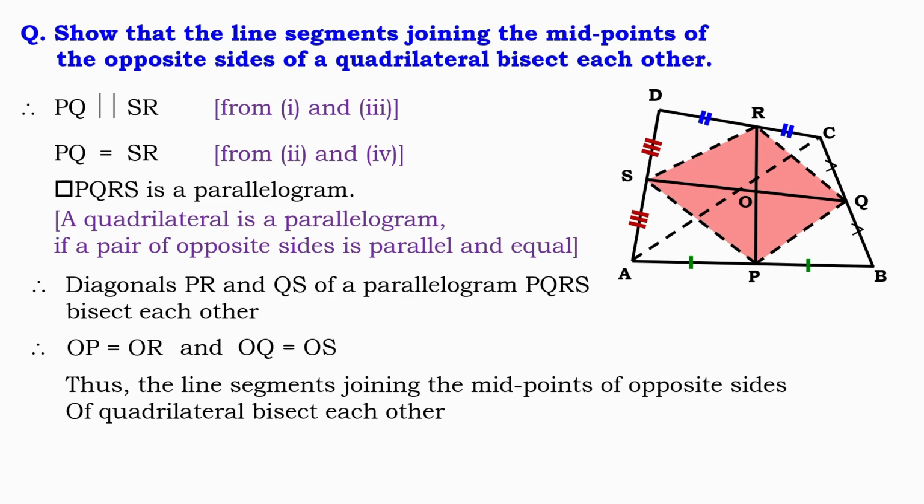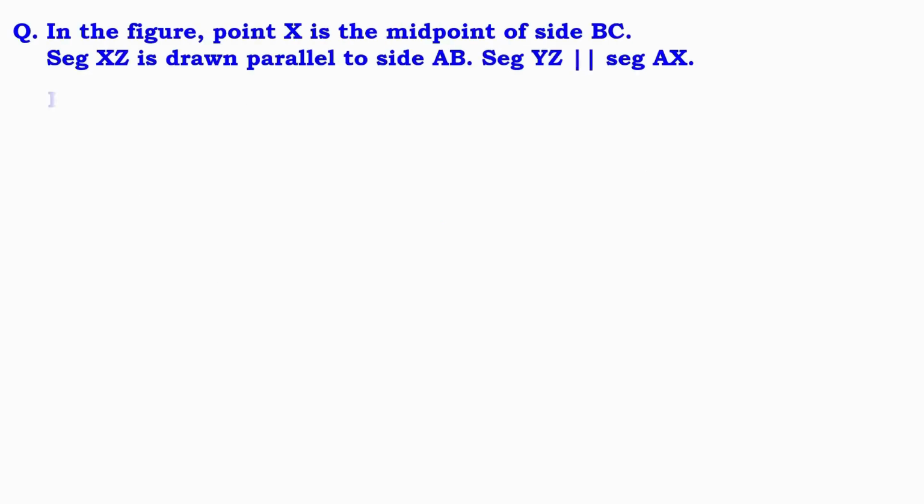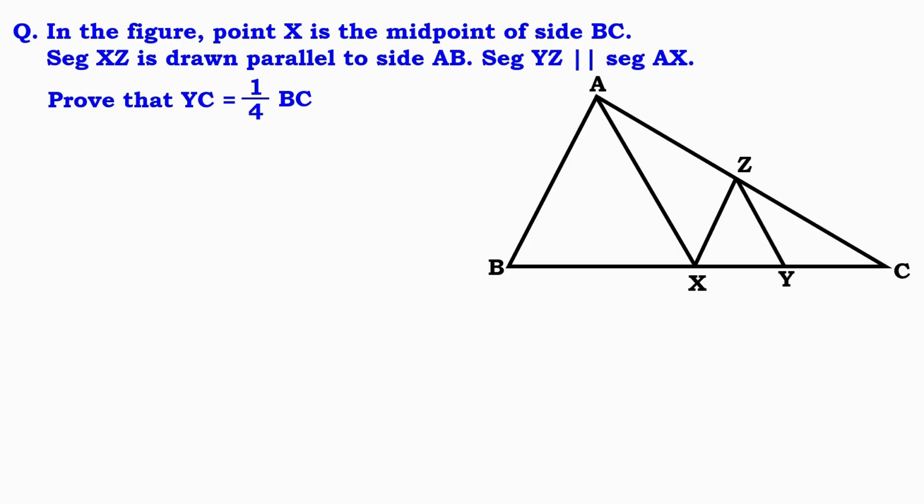Okay, let's solve the next problem. In the figure, point X is the midpoint of side BC. Okay, let's see the figure over here. So in the figure, point X is the midpoint of side BC. Segment XZ is drawn parallel to side AB. Segment YZ is parallel to segment AX. Prove that YC is equal to 1 by 4th of BC.